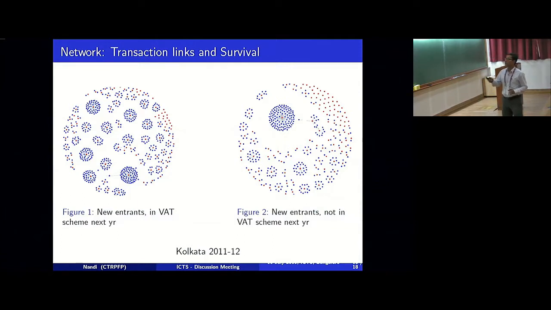Now, if you want to say, okay, this is a new entrant, well connected, why should it disappear? Of course, this is the unconditional probability of survival. So there are a lot of other factors. Maybe those factors are more important for this. Okay.